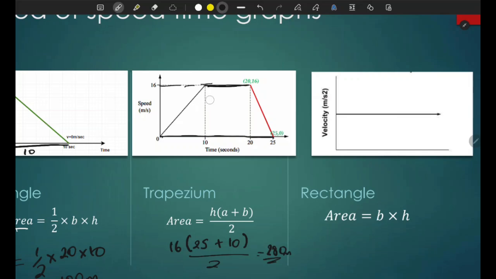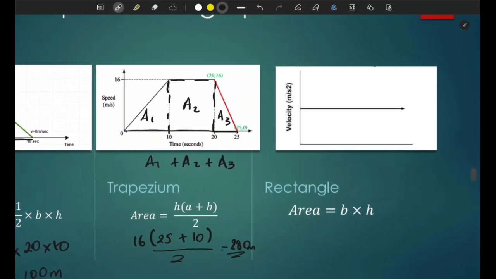The other thing we can do is divide this into sections. We have a triangle, then a rectangle, and another triangle. Let's call them A1, A2, and A3. We can calculate the area for this triangle, this rectangle, and this triangle, and then just add them up: A1 plus A2 plus A3. This takes a bit longer, so you can use the trapezium formula to be more efficient. The next one is one of the simplest ones, the rectangle.